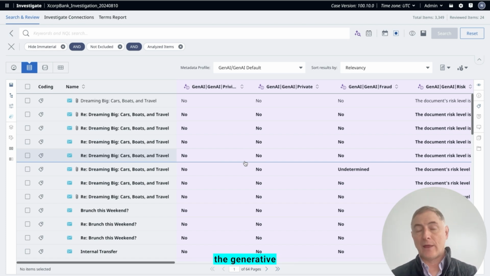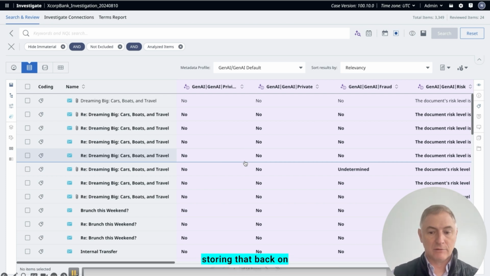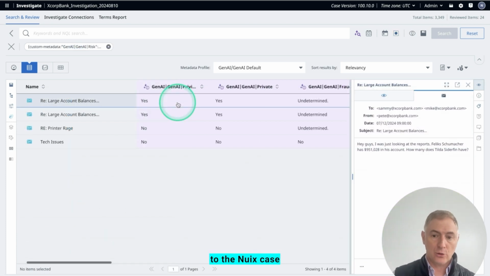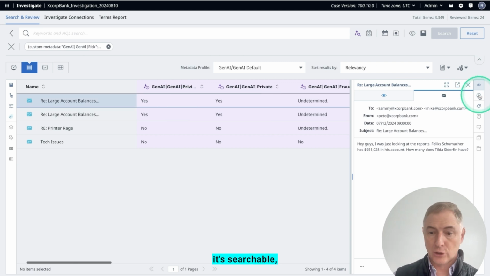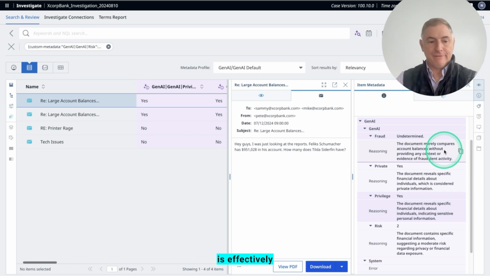And now the last piece I touched on when we set up the workflow is around generative AI, essentially being able to prompt on documents, prompt on images, etc. So for each of those items, we essentially ran it against a generative AI system and said, hey, what do you think? Do you think there's fraud? Do you think there's risk? Do you think there's privileged information? And we're effectively storing that back onto the Nuix case as searchable custom metadata.